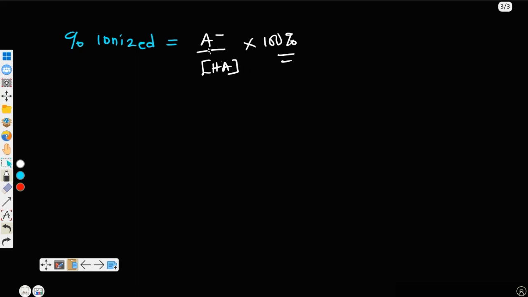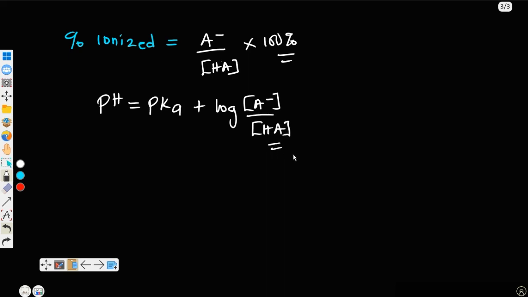Is that okay? A minus divided by HA times 100%. Which is still the same thing as, if you look from that Henderson-Hasselbalch equation, pH equals pKa plus log of A minus all over HA. Is that okay? Now from here, they were able to manipulate some equations to get the amount of unionized and the amount of ionized drug.